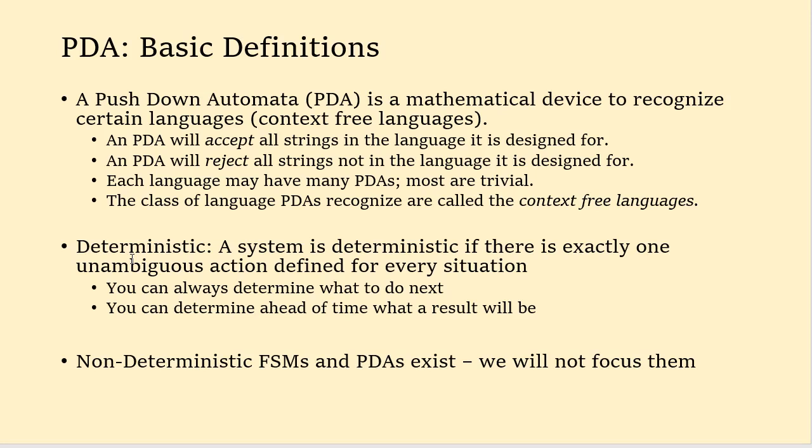We will only deal with deterministic machines, and deterministic means, again, in a deterministic system, there is exactly one unambiguous action for every possible situation that you encounter, which means you always can determine what to do next. You can even determine ahead of time what's going to happen, because you know that once you start processing the machine, because it's deterministic, these actions will occur and no other actions could occur. Non-deterministic finite state machines and PDAs exist. We're not going to focus on them in this class.